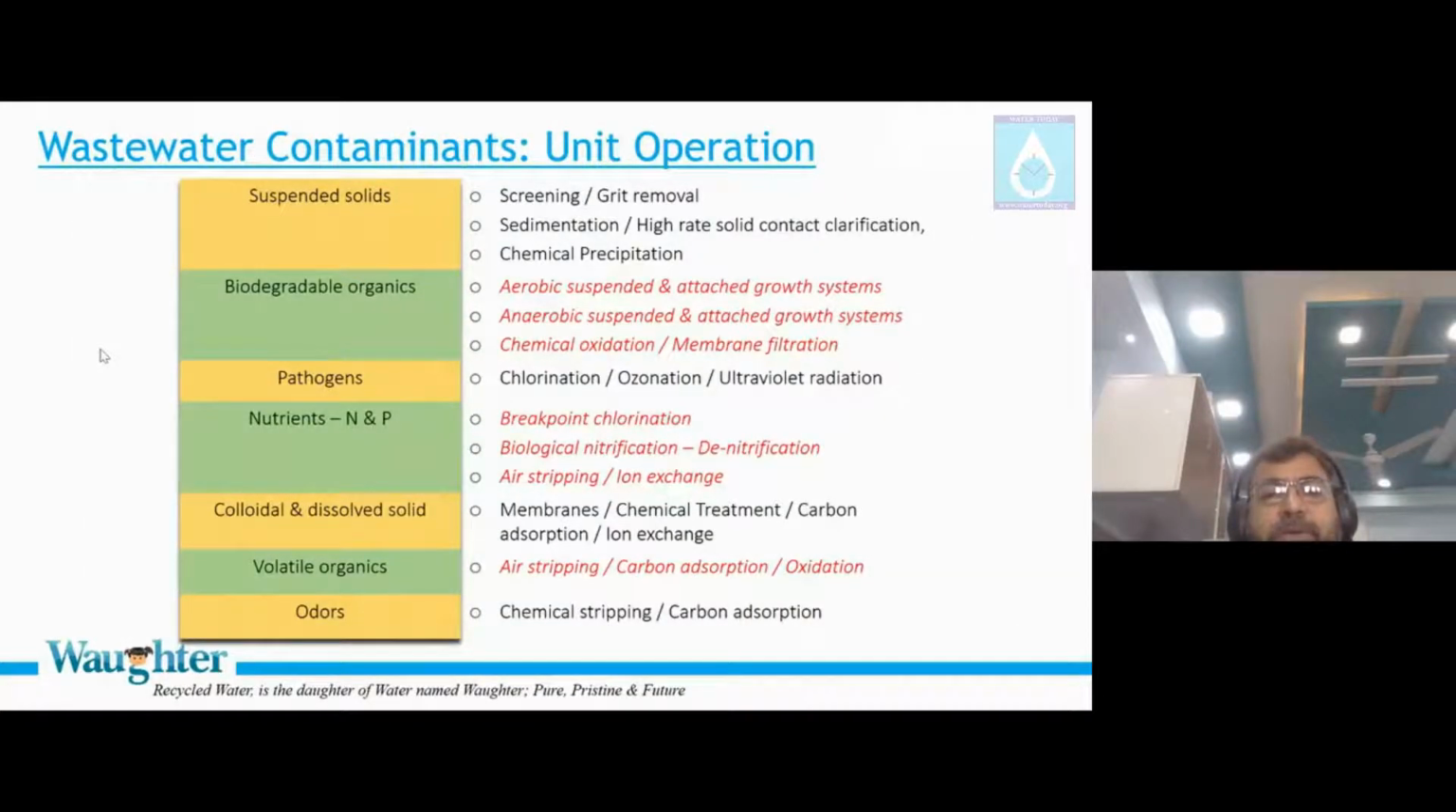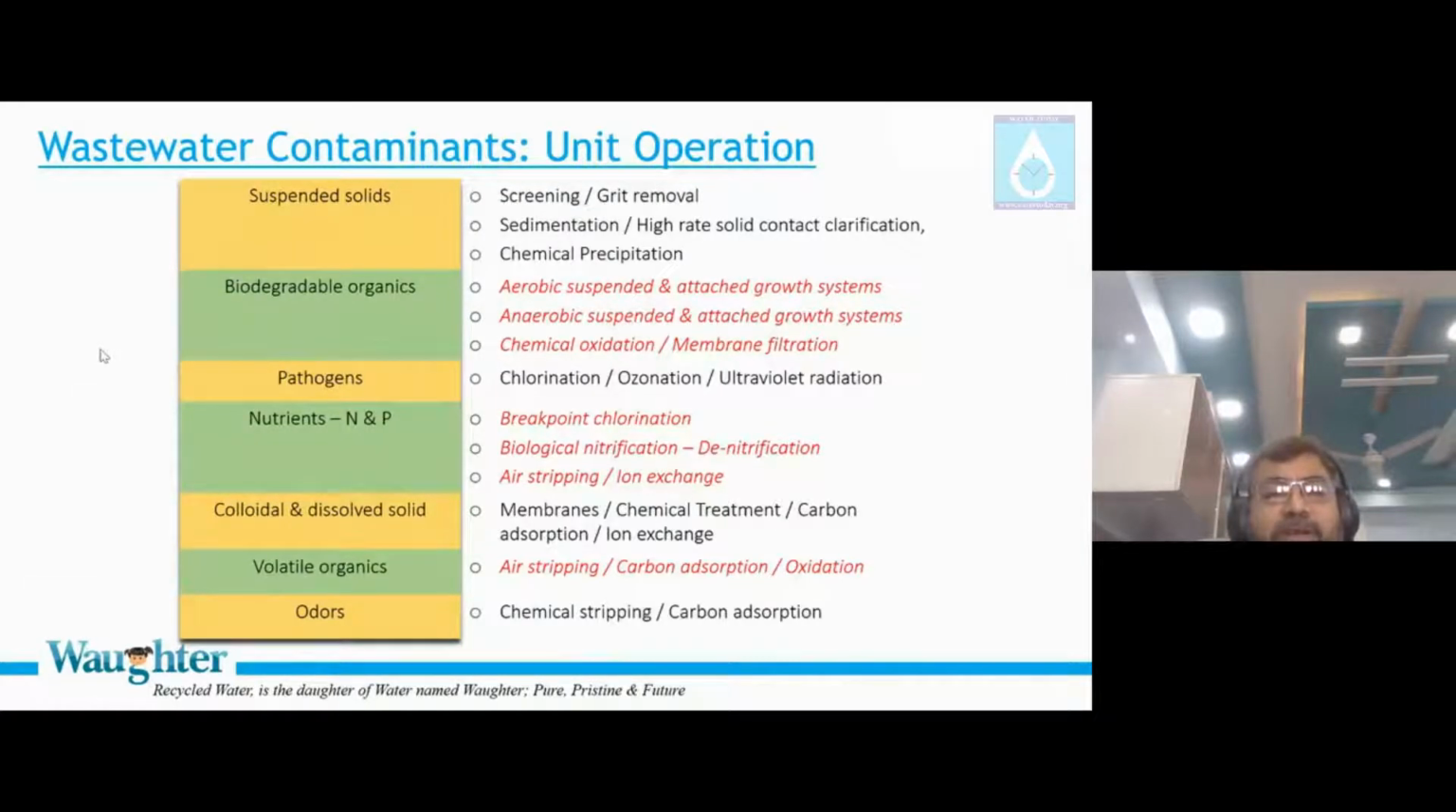Okay, so this is a very interesting slide where we have tried to put to you what unit operations we do in a typical sewage treatment plant and what kind of pollution we have to handle. So we have to handle things like suspended solids, biodegradable organics, pathogens, NNP, colloids and dissolved solids, some VOCs, volatile organic carbon, and at times some odors.